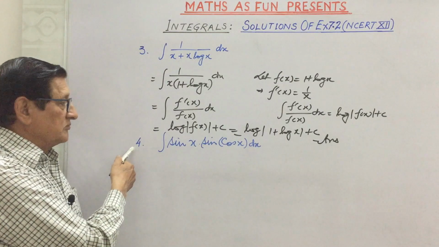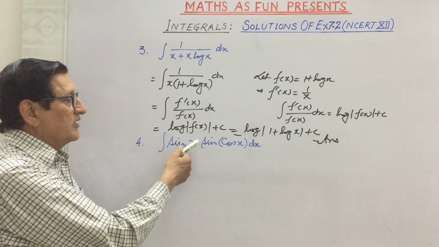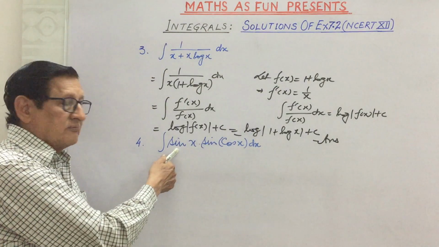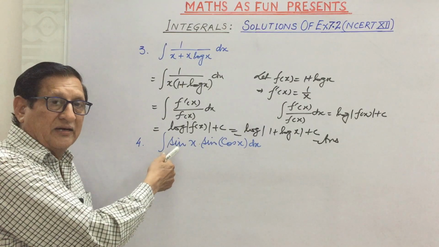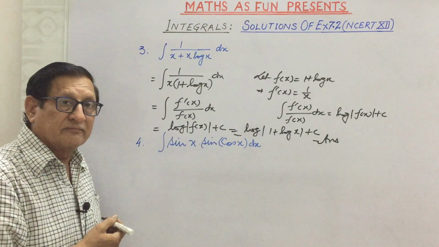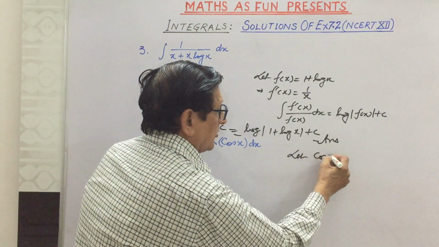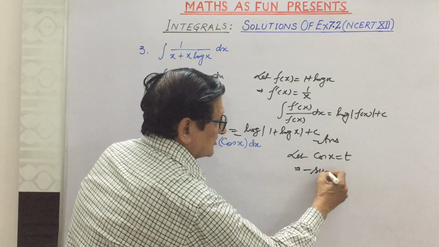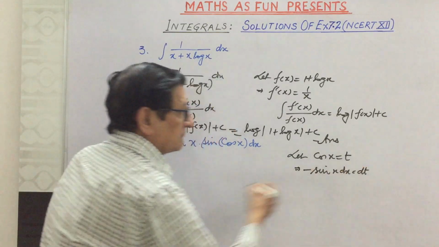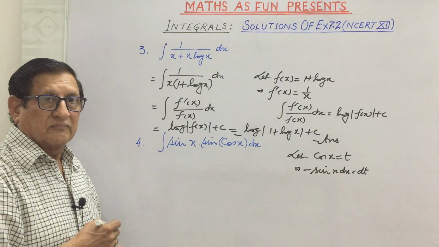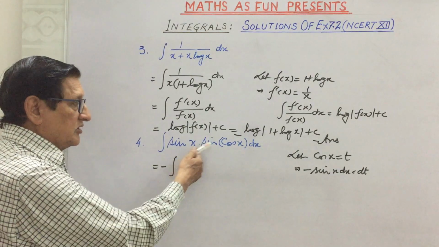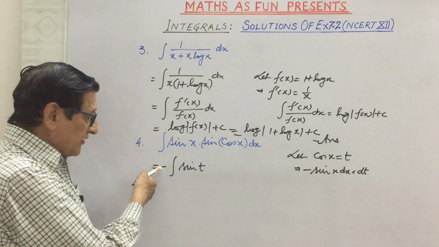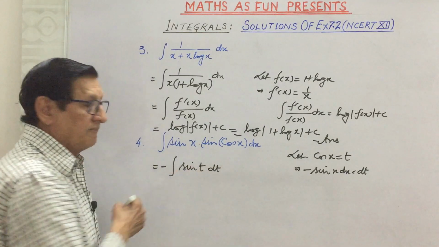Now in the next question, question number 4, we are getting integral of sin x into sin of cos x dx. We know that the derivative of cos x is minus sin x, which is available here. So we can consider cos x as t. We can write, let cos x be equal to t. Differentiating this, we get minus sin x dx is equal to dt. So we get minus, this is sin t, and this sin x into dx becomes dt, with the minus we have already taken here, into dt.